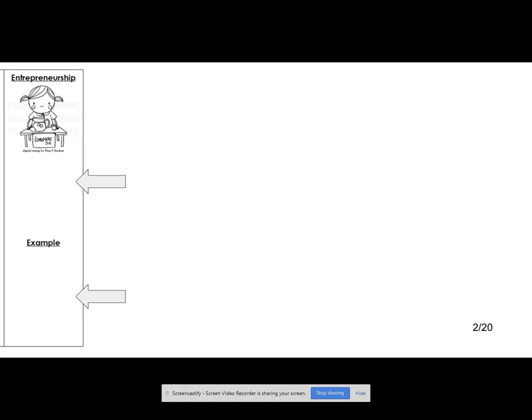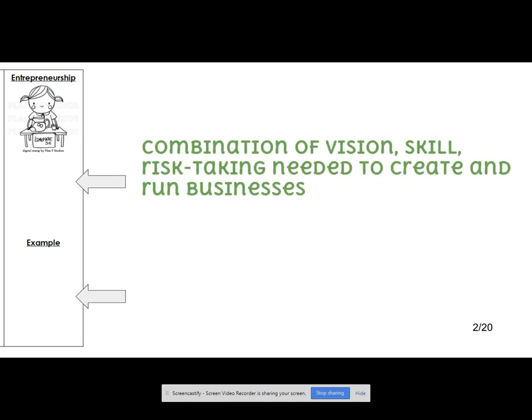And the last factor of production is entrepreneurship. And this is the combination of vision, skill, risk taking needed to create and run businesses, because you take a risk every time you start a new business. Even if you're opening up a franchise of a well-known soft serve ice cream place or fast food place, you're still taking a risk. And as entrepreneurs, if you ever watched Shark Tank, those are the people that go and pitch their ideas and they have this great idea and they want to make it run.